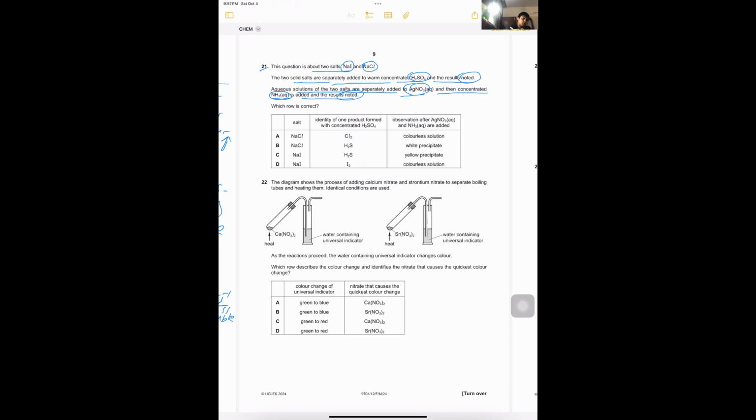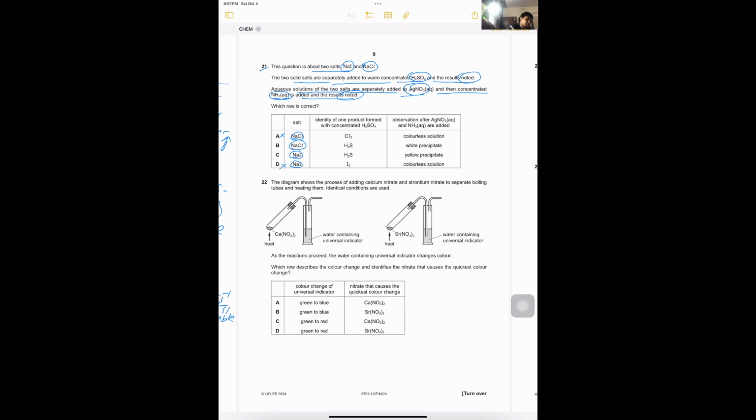Okay, so the first thing is when sodium chloride reacts with H2SO4 and the products form, when they react with ammonia, they will give white PPT. So answer cannot be A. And same thing for the presence of iodide ion, it will give yellow PPT. So answer would definitely be between B and C.